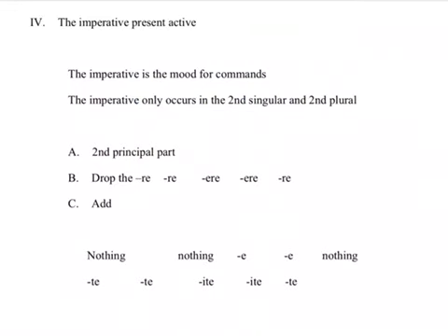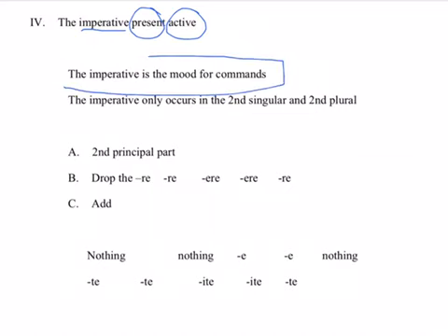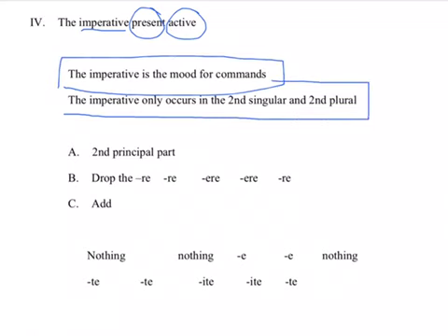So far you've had some experience with the imperative present active, obviously. That's the mood for commands. This is the tense, and this is the voice. The imperative is the mood for commands, is something that you've worked on before with different conjugations, only the first and second conjugations, I believe. And the imperative, you have to remember, only occurs in the second person singular and the second person plural. It only occurs in you singular and you plural.